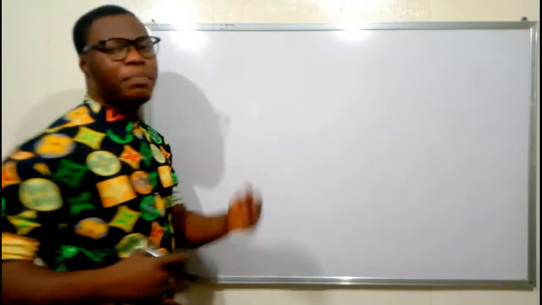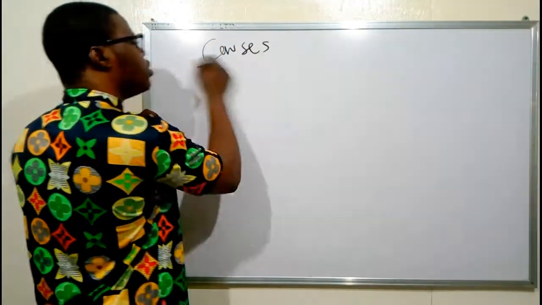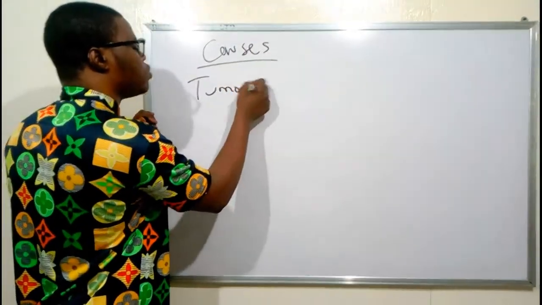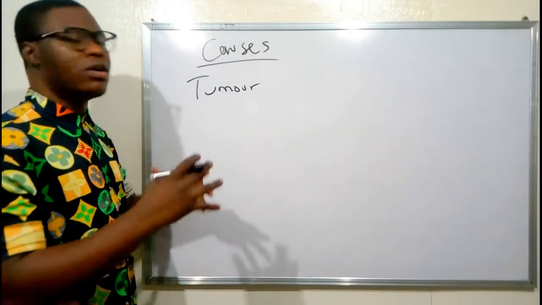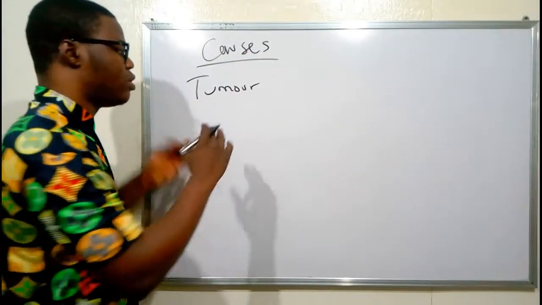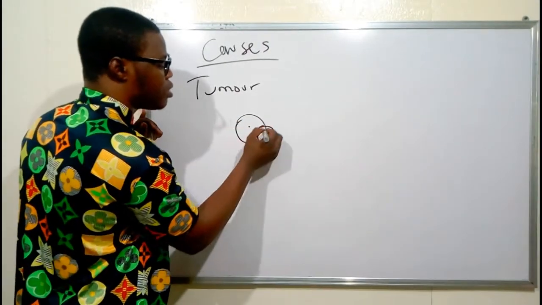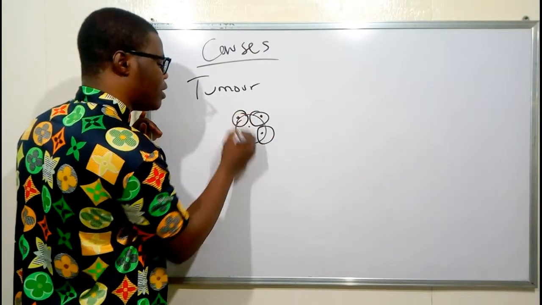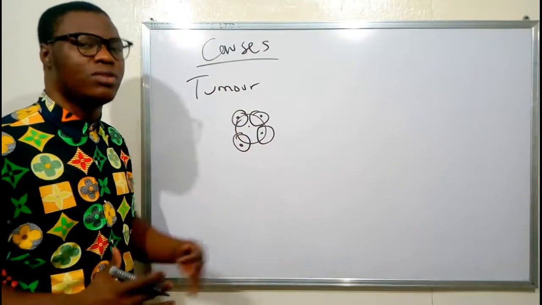Welcome back. So we're talking about hyperpituitarism. What are the causes of hyperpituitarism? The major cause for hyperpituitarism is tumor. That is an additional cell to the original cell. So let's say we have a cell like this. If there is development of another cell around that cell, that is what we call a tumor. So there will be multiplication of that single cell.